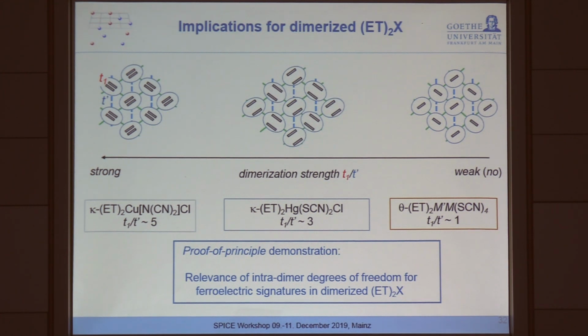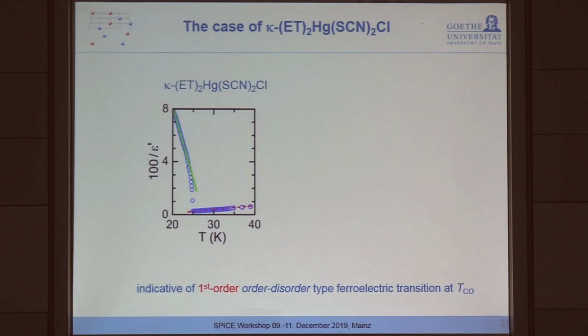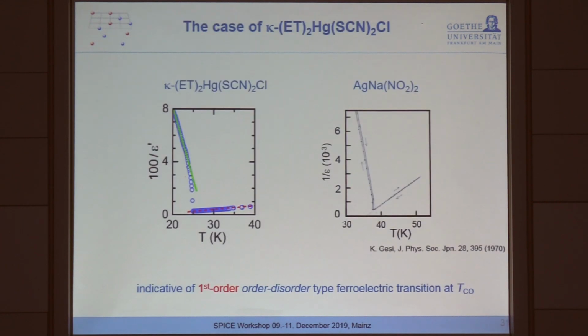Where is the ferroelectric temperature relative to the metal-insulator transition? This is the same. Actually, it's 30 Kelvin. So it changes from a metal to an insulator at 30 Kelvin, and this is accompanied by this ferroelectric order. It happens at 30 Kelvin.